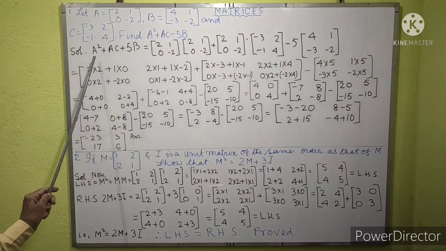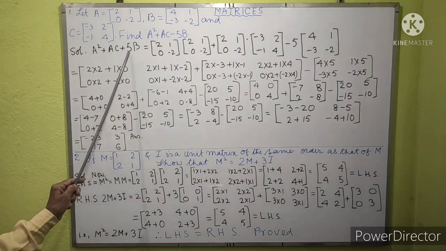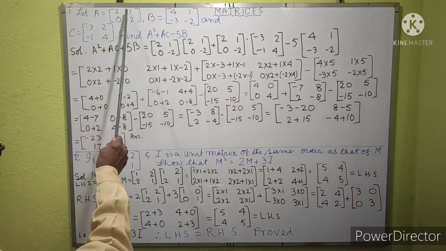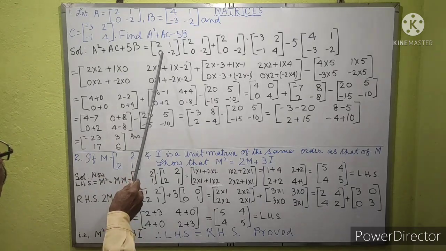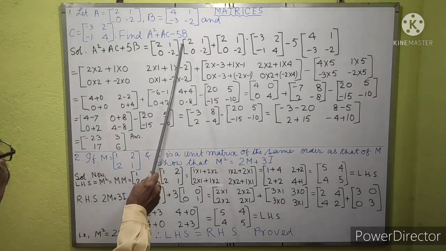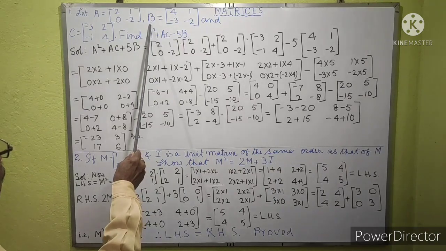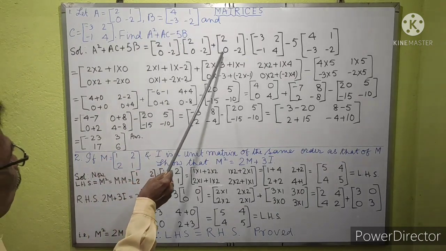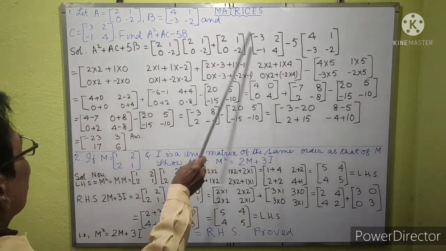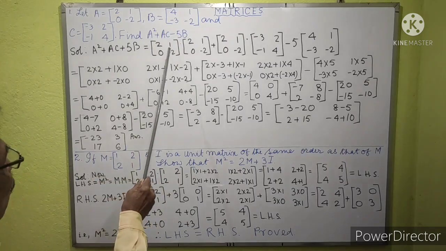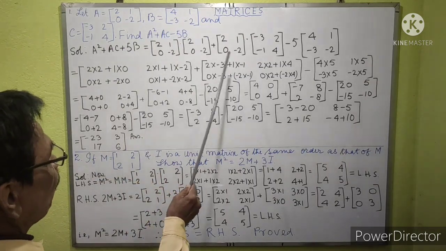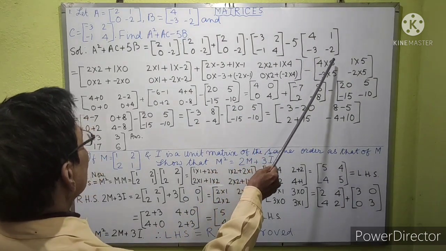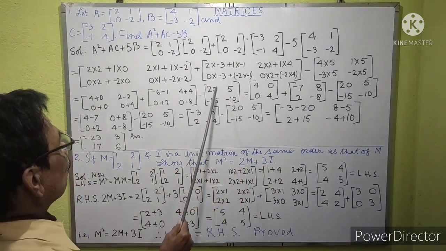The solution is A square plus AC minus 5B. A square means A into A. A is [2, 1; 0, -2], so A into A is [2, 1; 0, -2] into [2, 1; 0, -2]. AC is [2, 1; 0, -2] into C, which is [-3, 2; -1, 4]. And 5B is 5 into [4, 1; -3, -2], this is B.